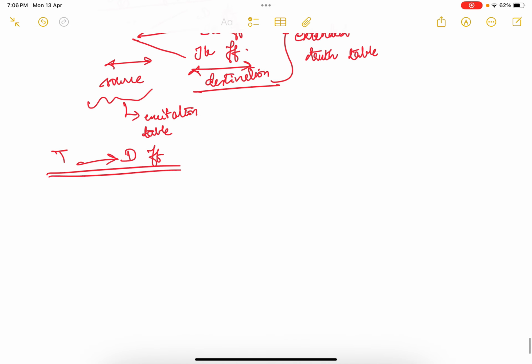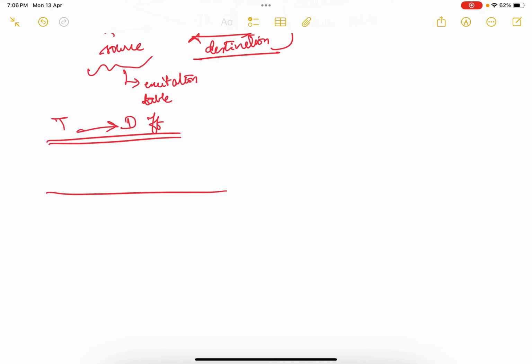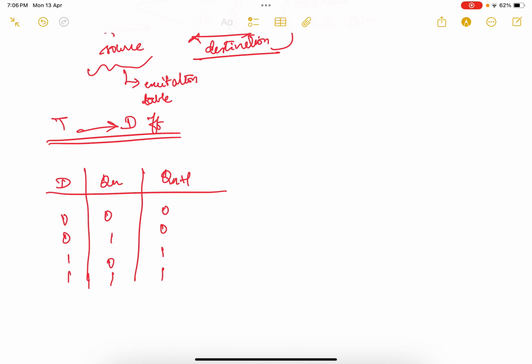First we go with the D flip-flop. For the D flip-flop I am going to draw the extended truth table, with D, Qn and Qn plus 1. Qn can be either 0 or 1 for input 0, and either 0 or 1 for input 1. D flip-flop means it is direct: for input 0 the next state is 0, and for input 1 the next state is 1. Now we have drawn the destination flip-flop extended truth table.